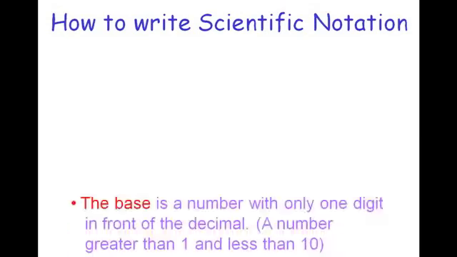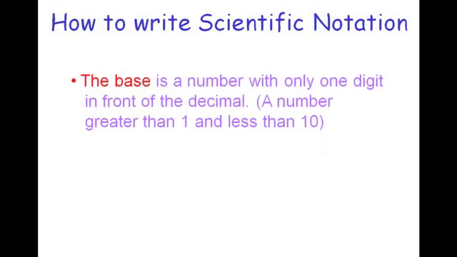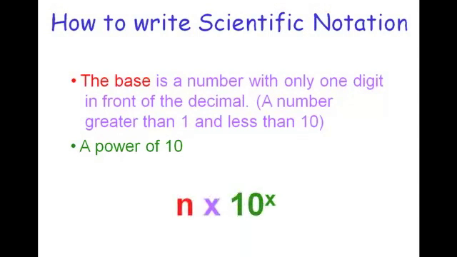However, it has a basic form. First of all, it has a base number, and the base number is only one digit in front of a decimal. So therefore, it has to be a number greater than 1, but less than 10. It also has times 10 to an exponent. So therefore, here is the actual notation on how to write it. Here's the form. N is your base number, and it's a number greater than 1 but less than 10, and again it probably is going to be a decimal number, times 10 to an exponent.